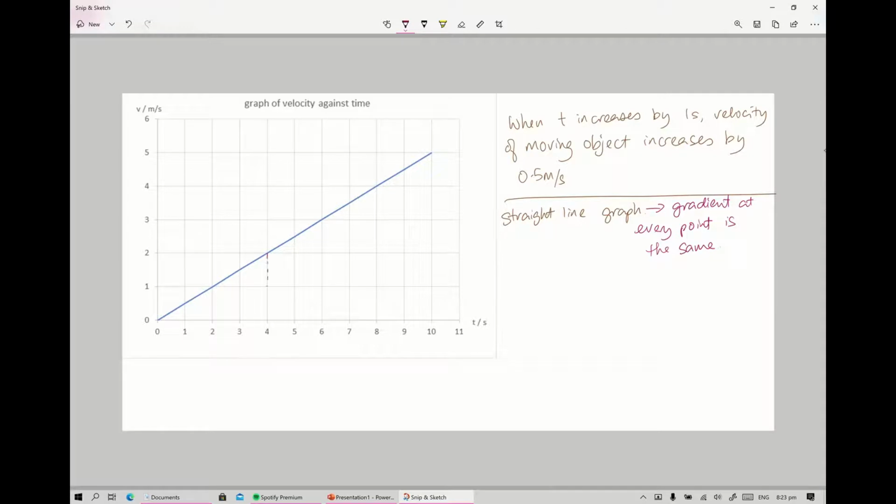Let's take this gradient. Alright, let's take this point, 0 to 4 seconds. That's 4 minus 0 equals 4 seconds. And the velocity increases from 0 to 2. Alright, and this is your rise. This is your run. So the gradient is equal to rise over run equals 2 over 4 equals 0.5 meter per second squared.